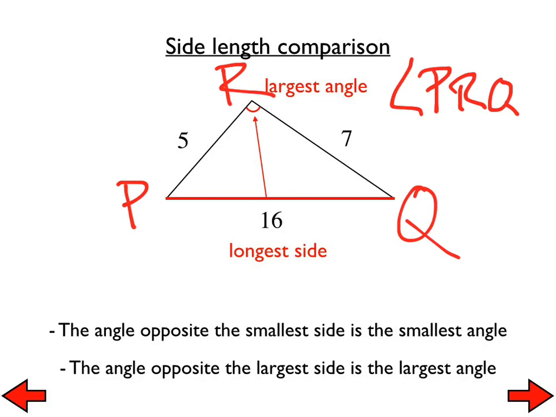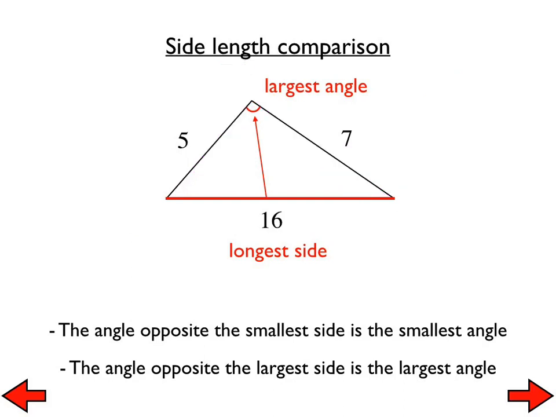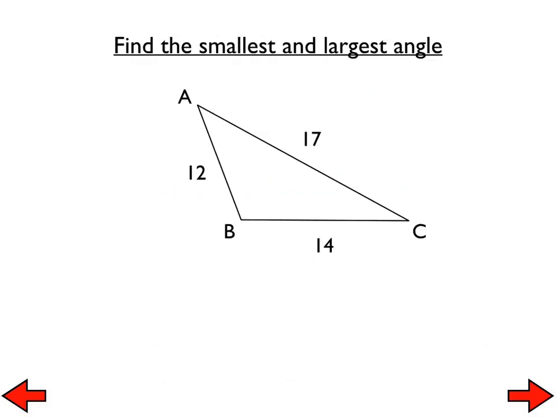We did this naming of angles last week. There's PRQ. That's angle PRQ. That is the largest angle. And I'm telling you that because that's the way we need to do it for this very last problem here. So everybody please find the smallest and the largest angles and make sure that you name them with three letters.